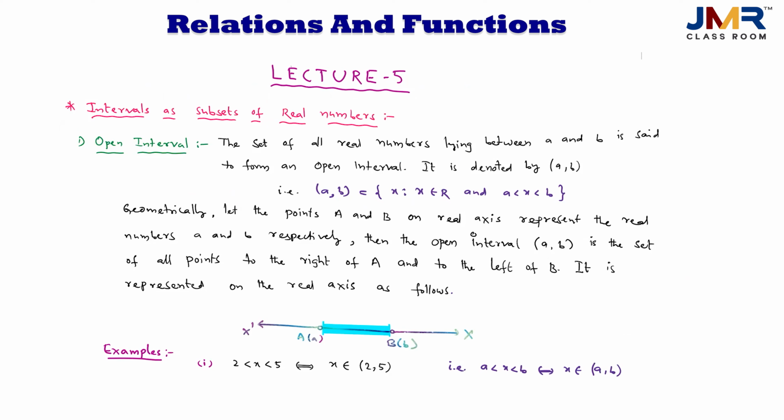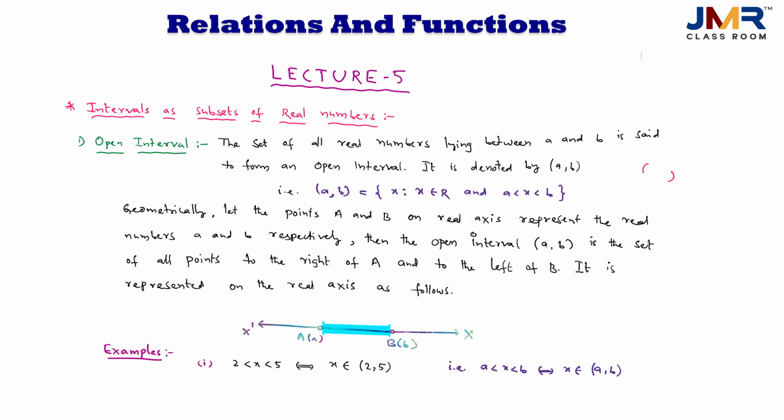Read it. These brackets are open brackets, left and right both open. What is the meaning of (a, b)? By (a, b), we mean the set of all values of x where x belongs to R and x lies between a and b.